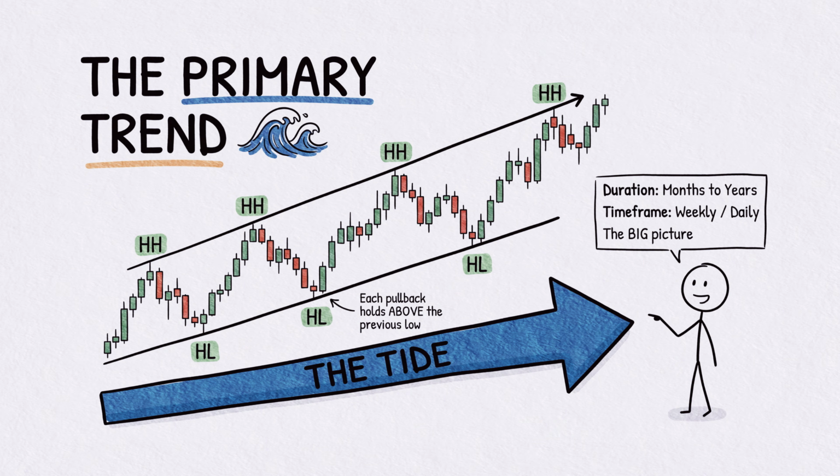The primary trend, the tide. This is the big picture, months to years. Is the market broadly going up or broadly going down? You determine this on the weekly and daily charts by reading the overall swing structure. Higher highs and higher lows equals bullish primary trend. Lower highs and lower lows equals bearish.